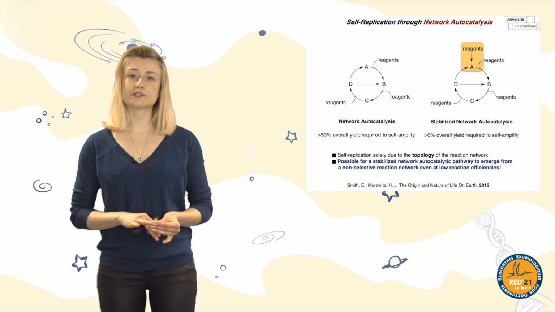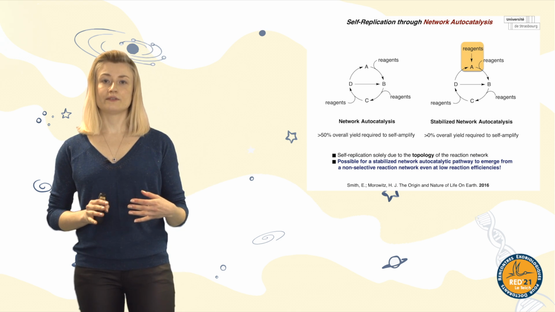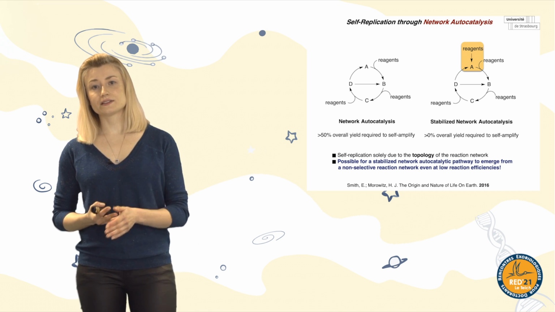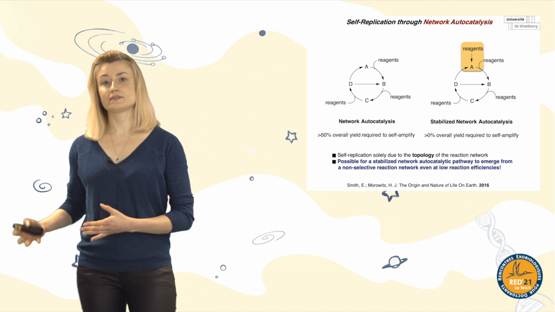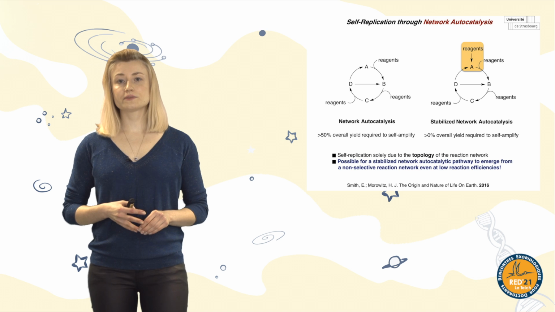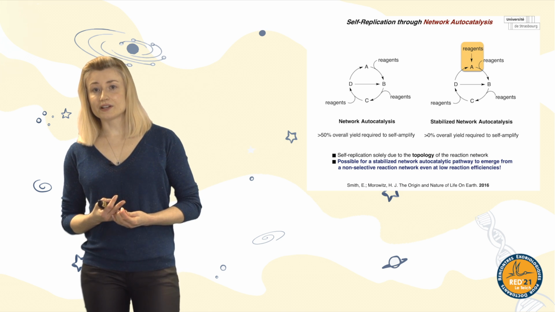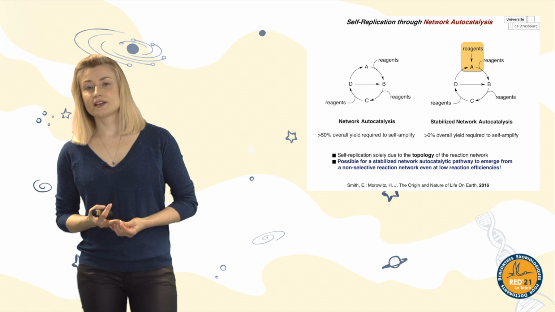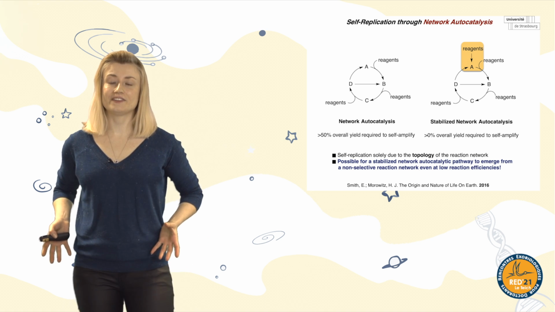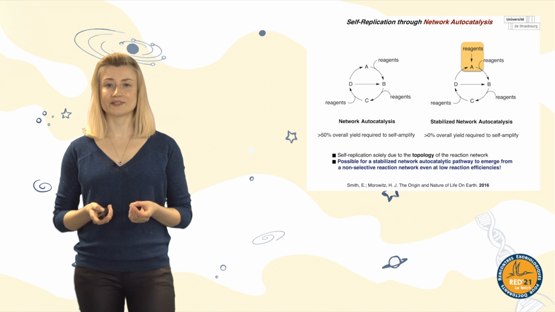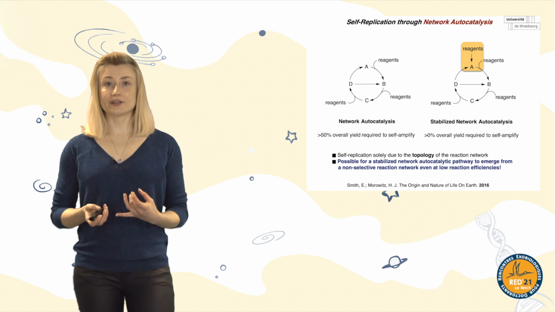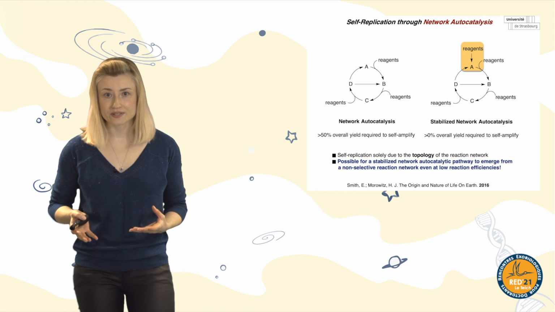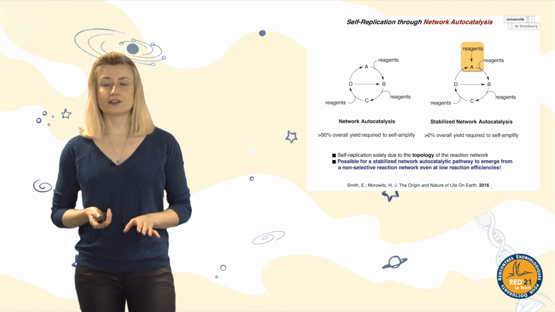There is an idea which involves a constant supply of one reagent. So on the right-hand side, you have this in the yellow box. One process supplies the reagent from the outside, and this leads to a structure which is called a stabilized network autocatalysis. So in this case, if you have one sort of feeder pathway that supplies one of the reagents to the cycle, it is enough for the individual reactions to have a yield just above 0%, and this is enough for this entire process to be self-sustainable.